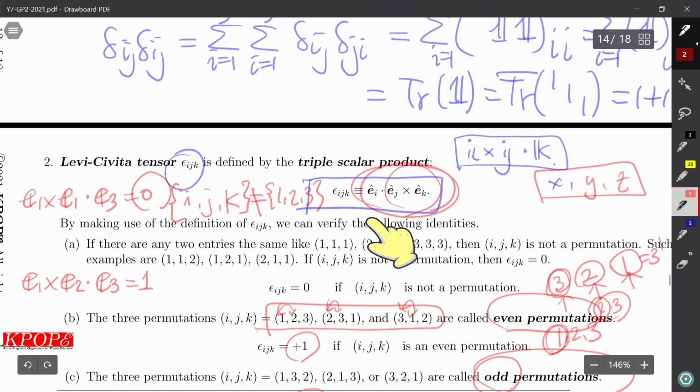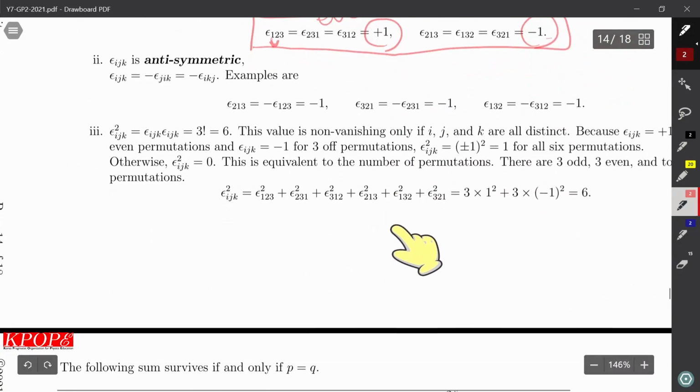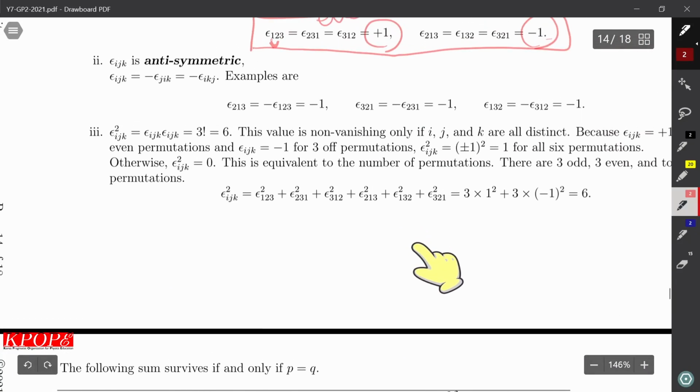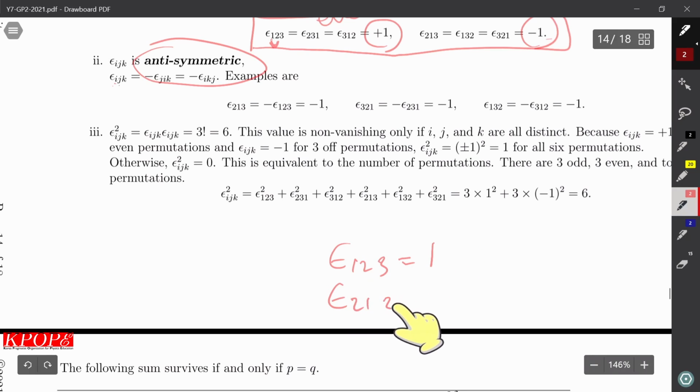Because of the cross product in the triple scalar product, the cross product is anti-symmetric on the exchange of two vectors, while the scalar product is symmetric on the exchange of two vectors. The Levi-Civita tensor is completely anti-symmetric on the exchange of any two indices. For example, 1, 2, 3 is 1. 2, 1, 3, we have exchanged two.